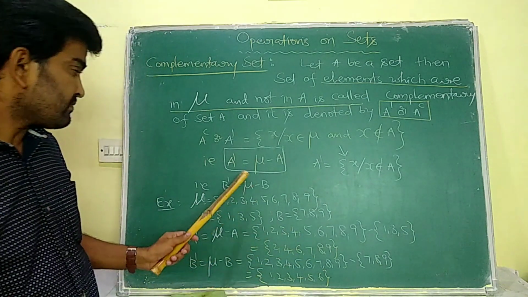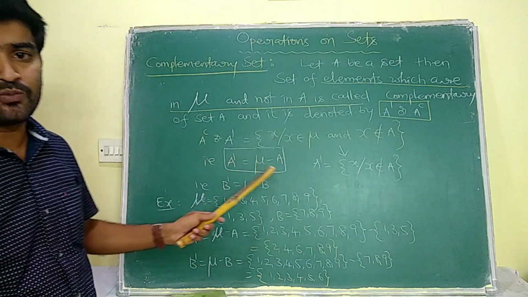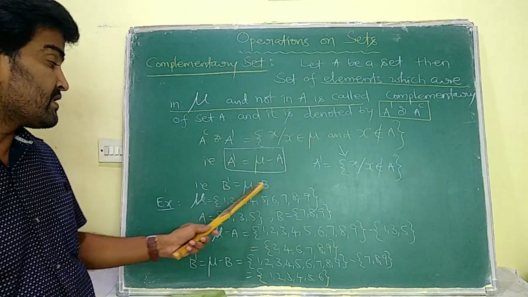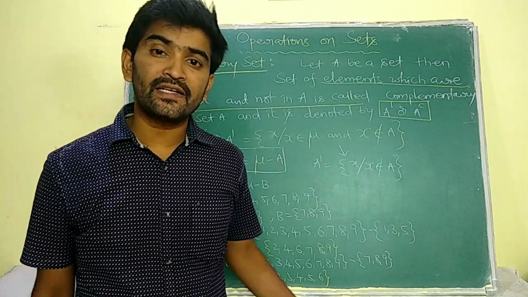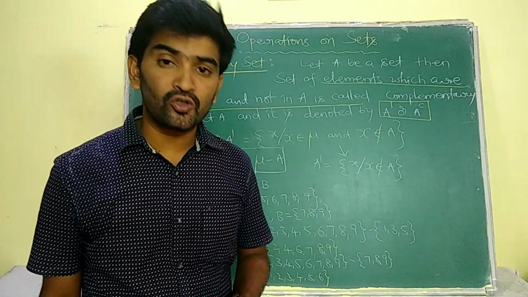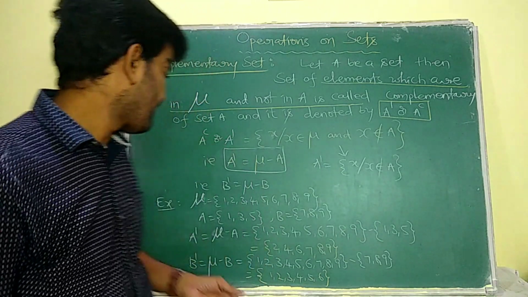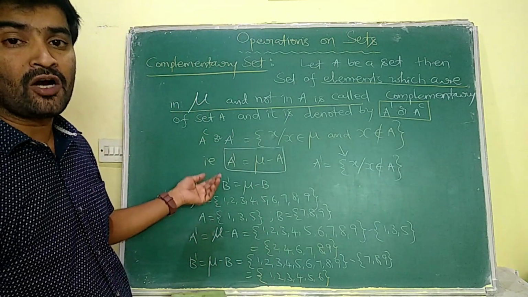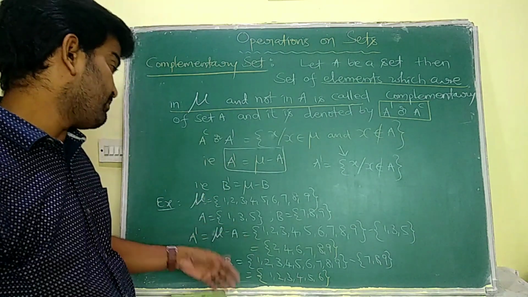Understand? See, the A dash formula is mu minus A, or the B dash formula is mu minus B. If you want to write the complement of C, then C dash is equal to mu minus C, like that. We will discuss the complement of a set with an example.